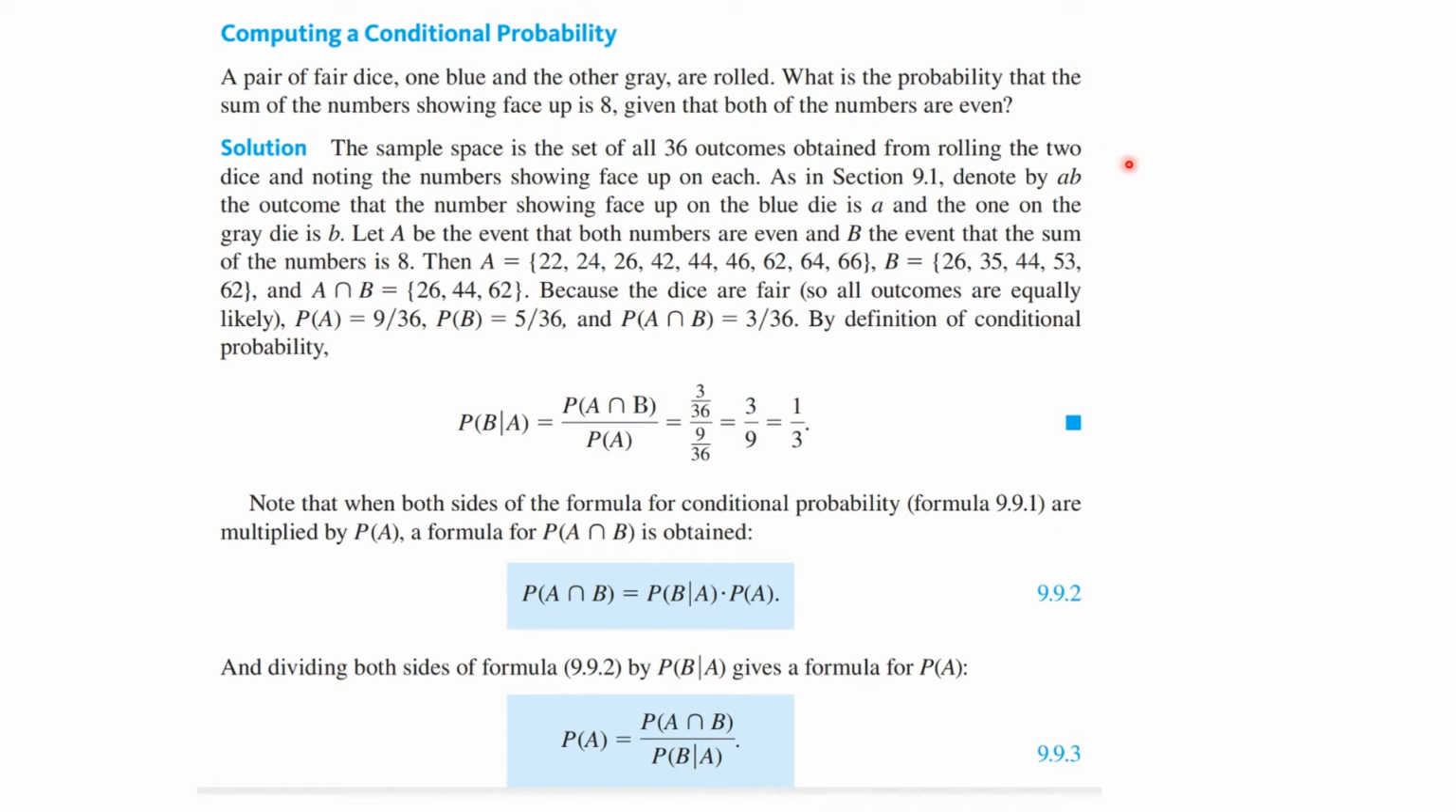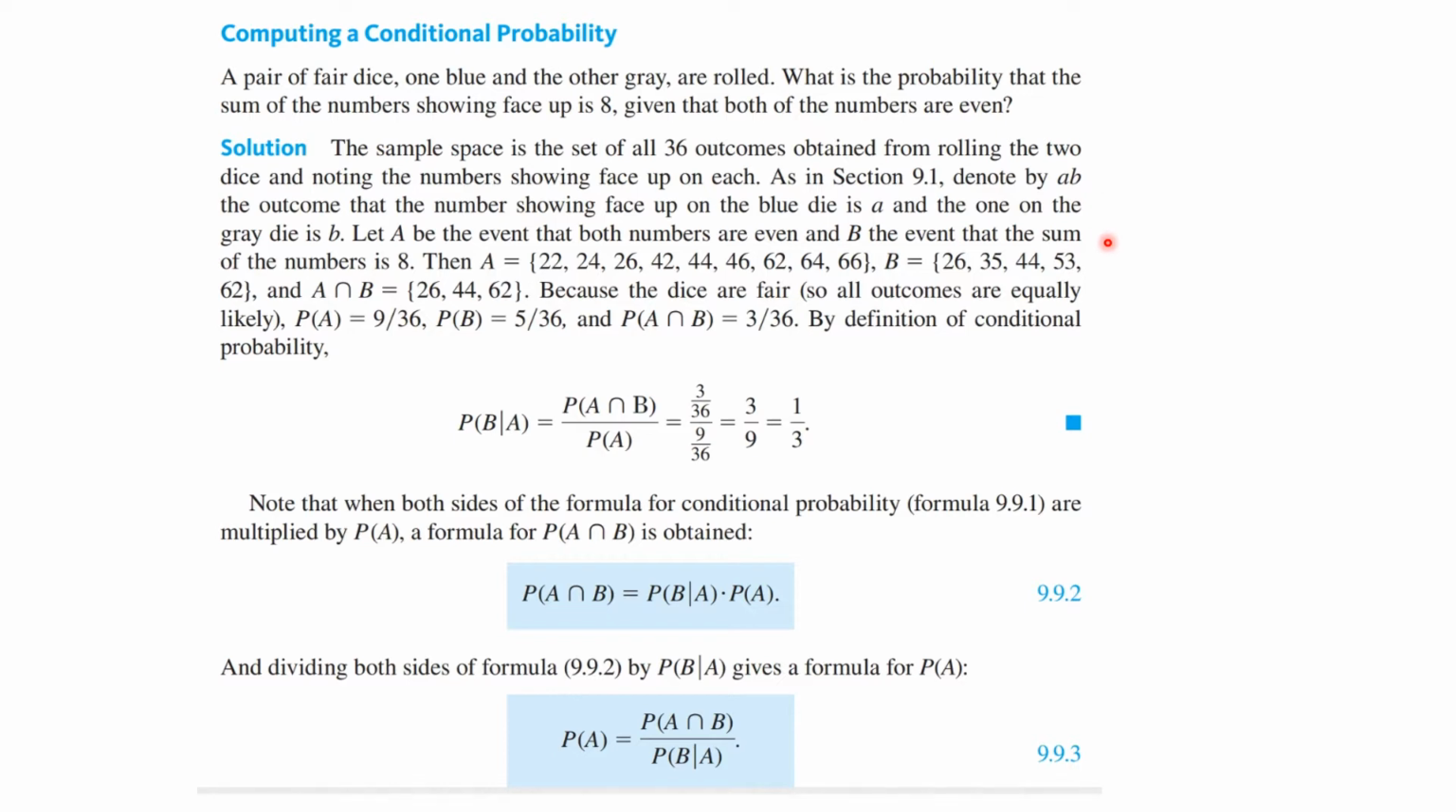The sample space is the space of all 36 outcomes obtained from rolling 2 dice and noting the numbers showing face up. We've done this a number of times in this course. So we denote by AB the outcome that the number showing face up on the blue die is A and the one on the gray die is B. You could think about that as being alphabetical order because B comes before G. That will help you remember that.